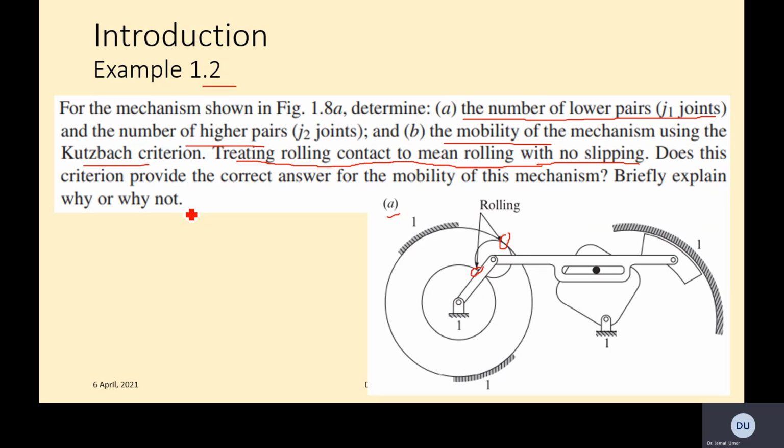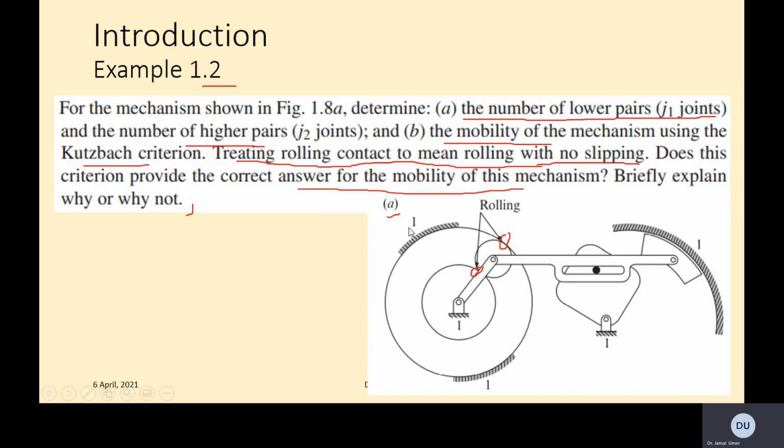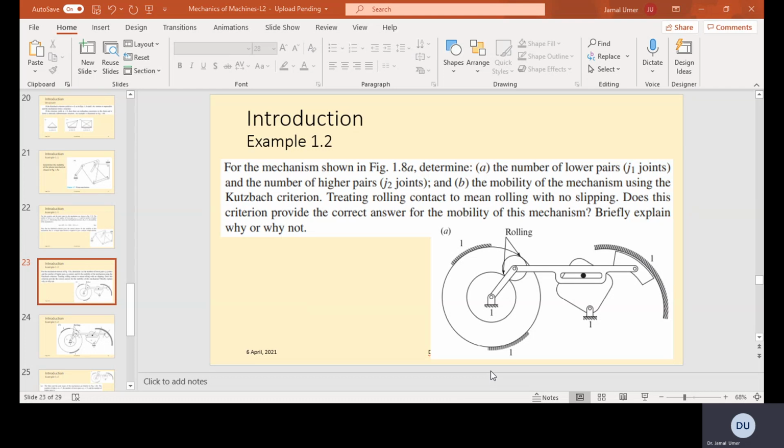Next, it asks: does this criterion provide the correct answer for the mobility of this mechanism? You will see that this was the example where the Kutzbach criterion is not really good enough. Briefly explain why or why not. The Kutzbach criterion is very good for fundamental mechanisms, but sometimes it does not provide enough answers. So we need to be careful when using the Kutzbach criterion.